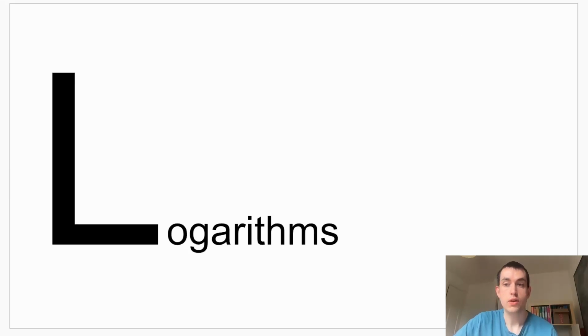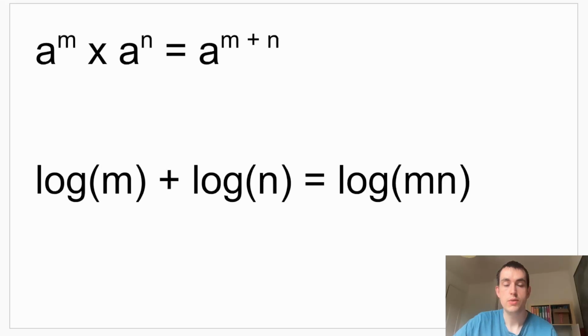L is for logarithms. Now, you know the rule a to the m times a to the n is equal to a to the m plus n by the laws of indices. Well, a logarithm is a new type of function and it's got its own set of laws involved. Also, it links back to the exponentials above.